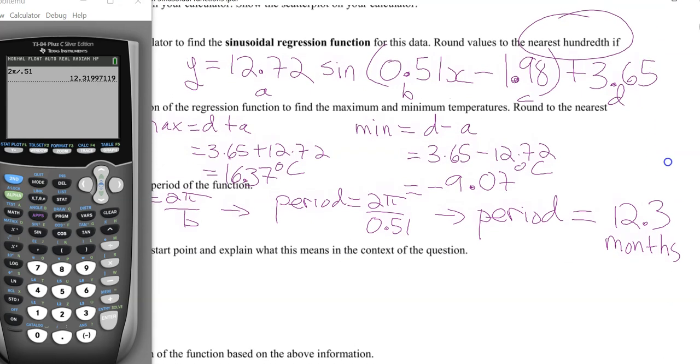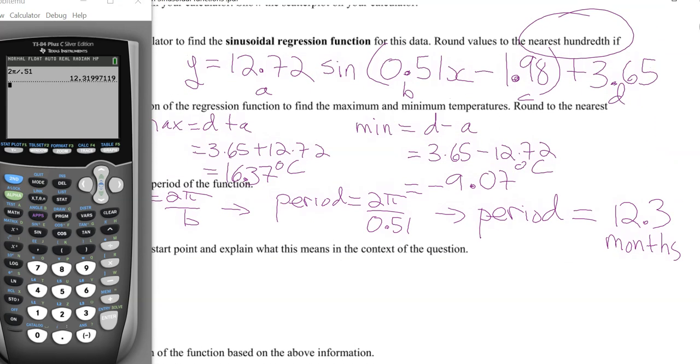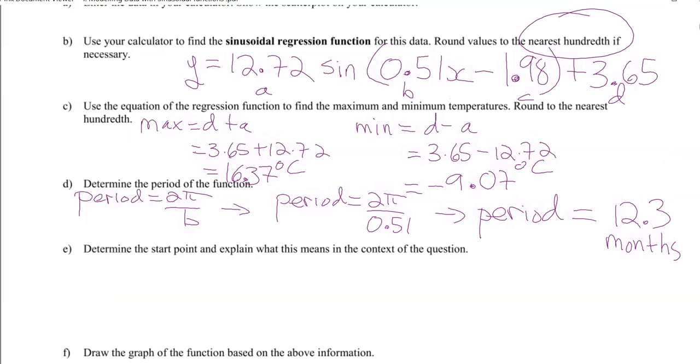Figure out the start point and explain what that means in the context of this question. I'm not going to give you a formula sheet on this test. I'm going to put the formula at the top of the test, because there's only two. y equals a sine(bx plus c) plus d, and period is 2 pi over b. So no point handing out a bunch of formula sheets.